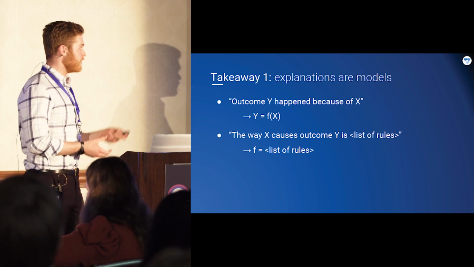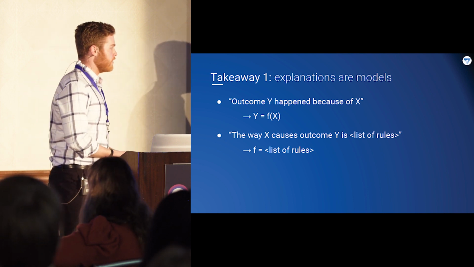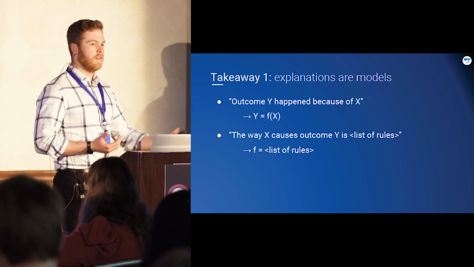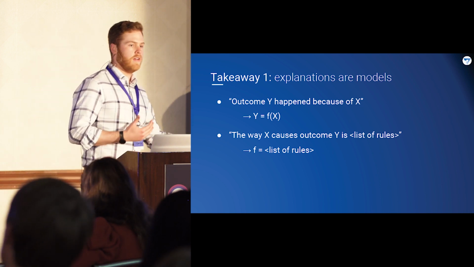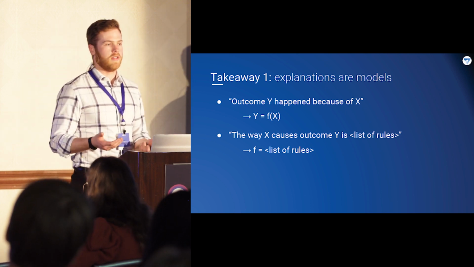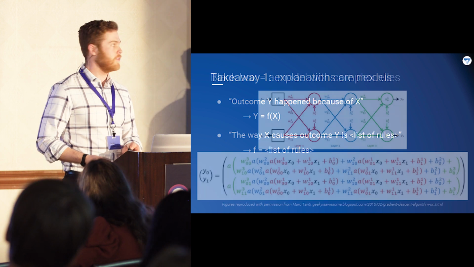We see it's y equals f of x. You can read that a different way: the way that x turns into y is some function, a list of rules. And that leads us to the idea that, of course, we just have to look at the model and we understand why it's doing what it's doing.